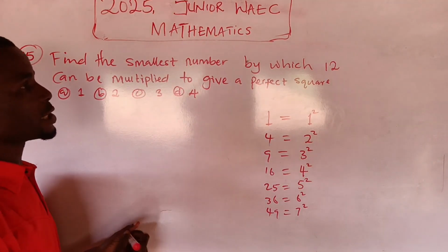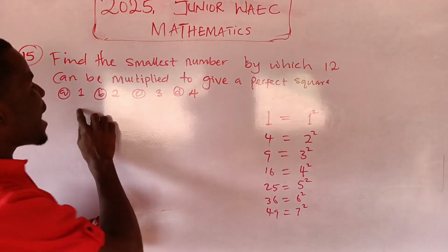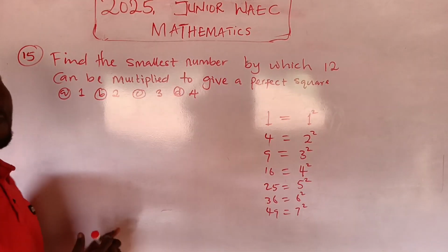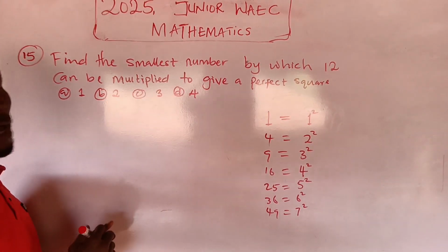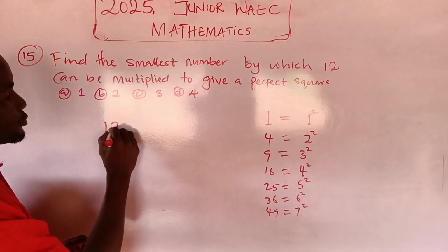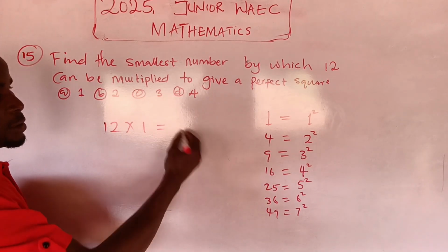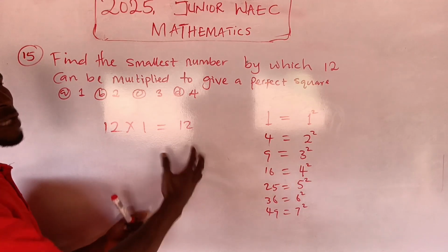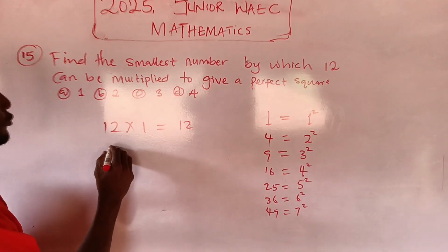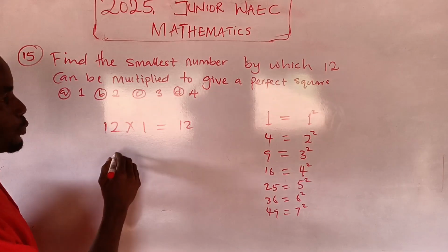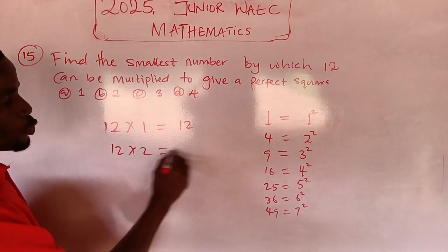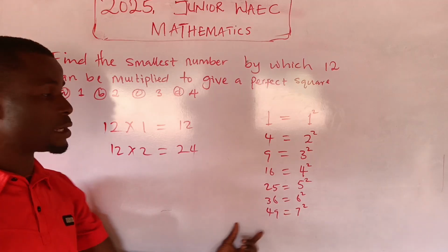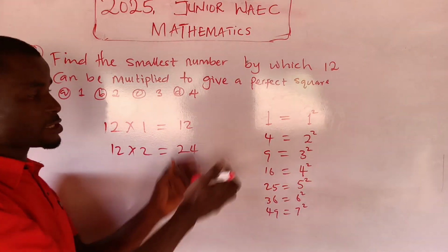All right, let's check it. Now, let's say we should multiply any small number that will give us a perfect square. For example, we have 12. Let's do the first one, option A. 12 times 1 will give us 12. That means it cannot be expressed as a perfect square. Let's take option B. 12 times 2 will give us 24. We don't have anything like 24 here. So it cannot be expressed as a perfect square.